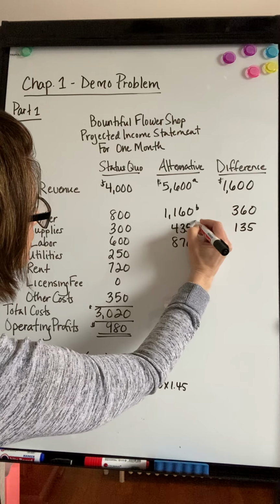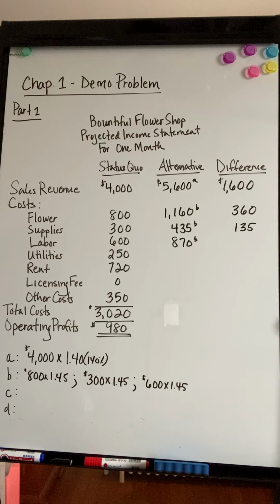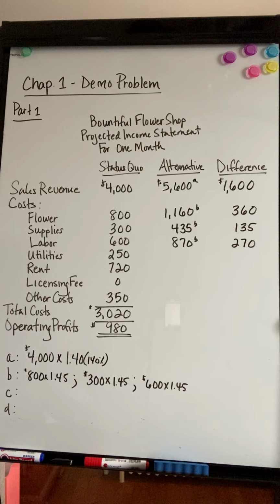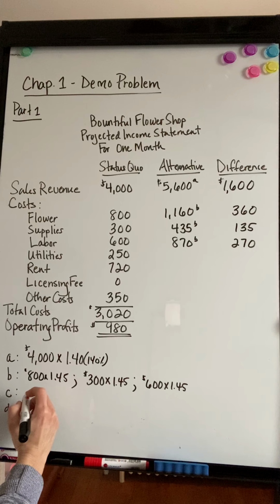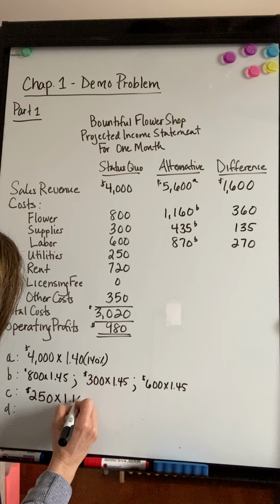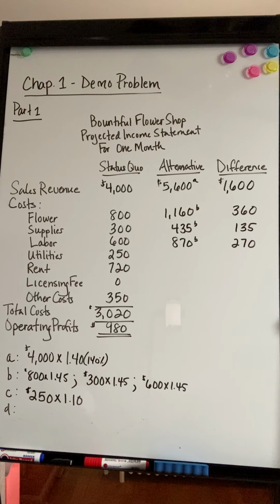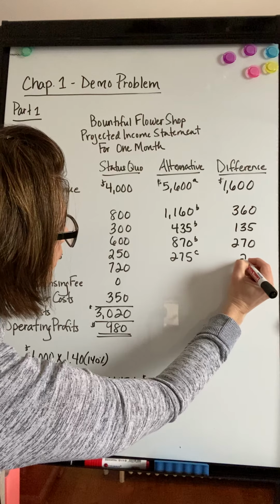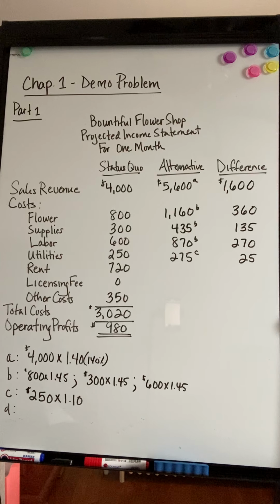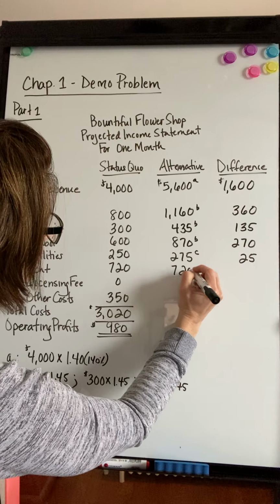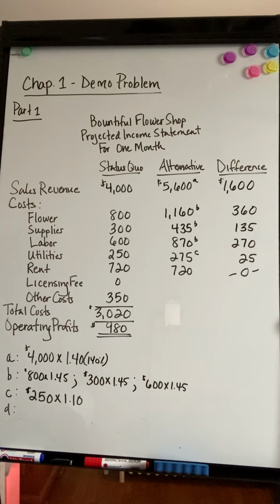So these all have letter B's attached to them, right? And the difference there is 270. Utilities, it said utilities would go up by 10%. So my utilities are 250. So we'll take those times 1.10 and they'll jump to 275, for an increase of 25. Rent, said rent would stay the same, right? So no difference. So it's not really that important.